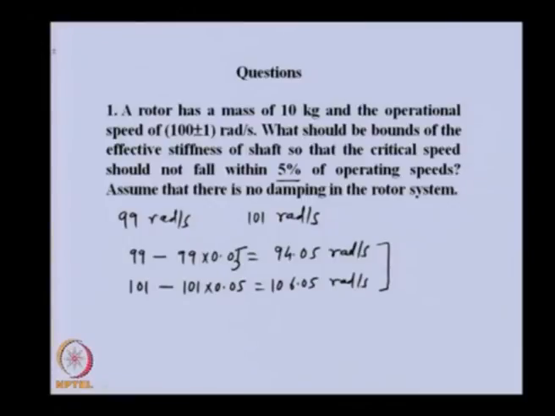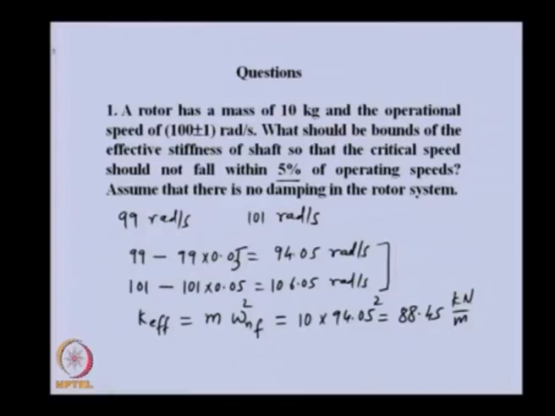We need to design the stiffness such that the effective stiffness of the system is given as k equals m omega squared, because this is the natural frequency formula. From this we can see that the lower limit will give us 10 kg into 94.05 squared, which gives the stiffness as 88.45 kilonewton per meter.